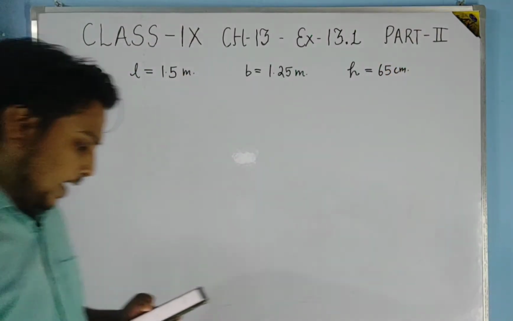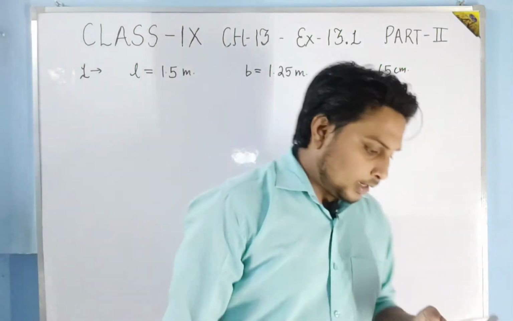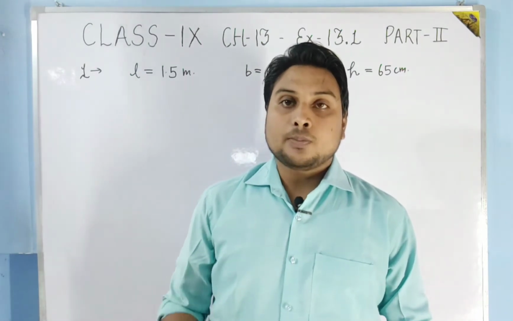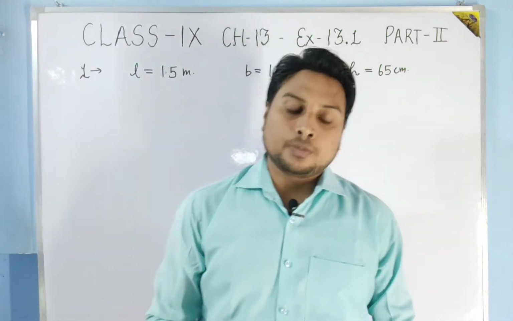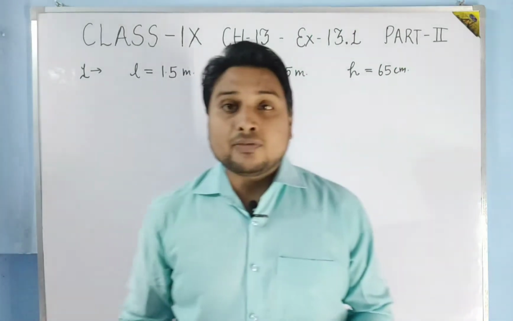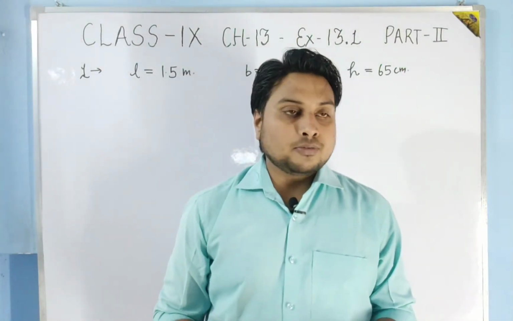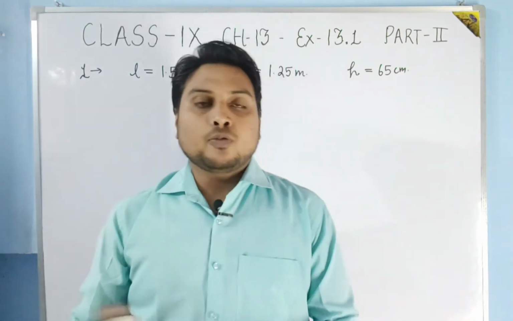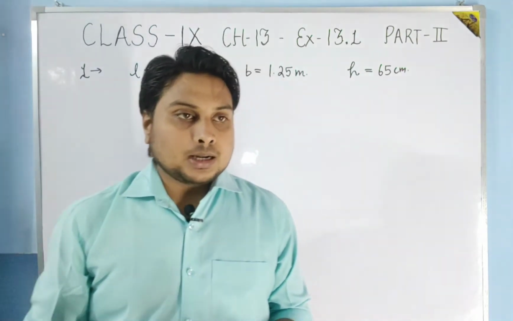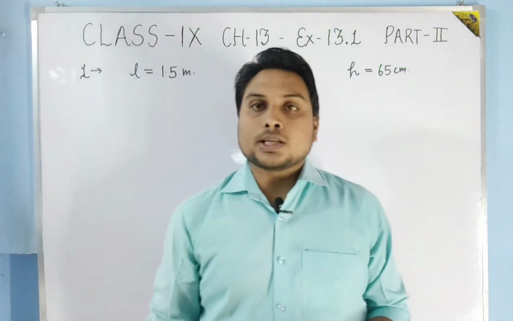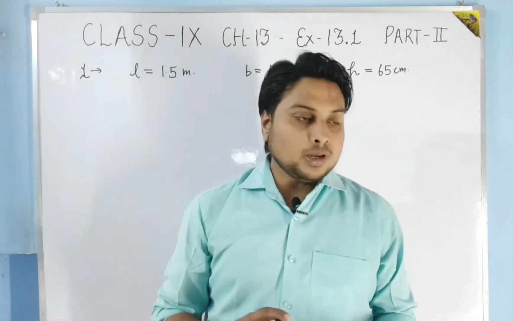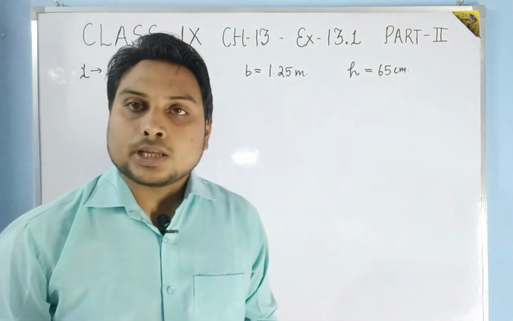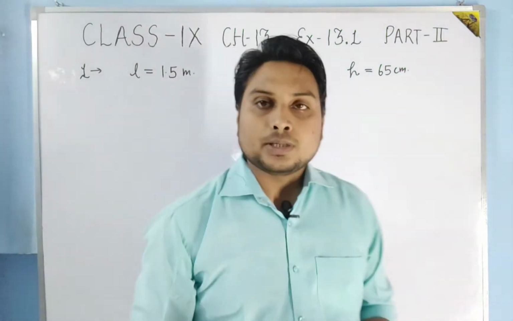It is said in the question that the box is to be open from the top. We know very well that a box has 6 surfaces, top and bottom and 4 side walls. But this box is open from the top, so how many walls will be there? Only 5 walls: 4 side walls and 1 base, the bottom.